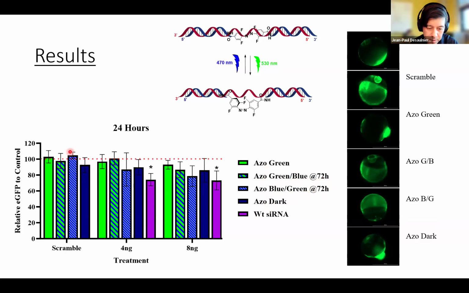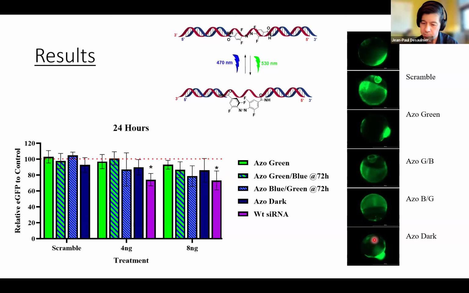So we can see here that with the scramble, there's no effect happening. And then what you can see here is that with wild type, you can start to see some gene silencing, and then maybe start to see a little bit with the azo dark as well. The azo blue to green is in the active state as well. And you start to see a little bit, but nothing really significant happening because it's only been 24 hours.